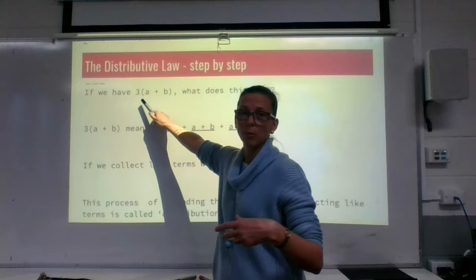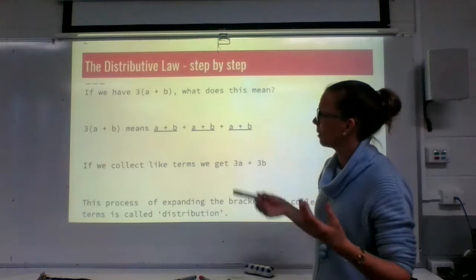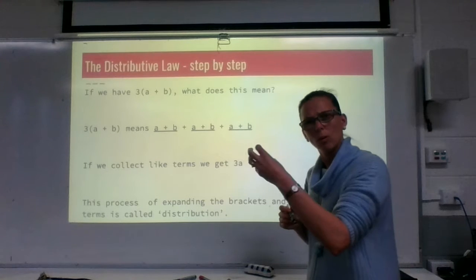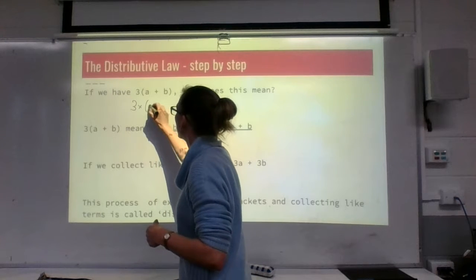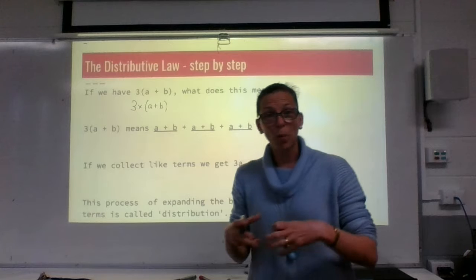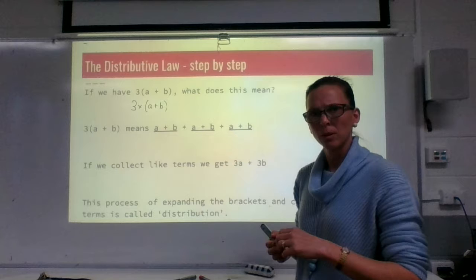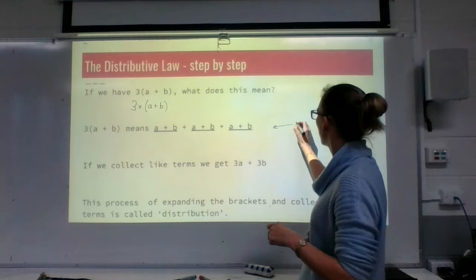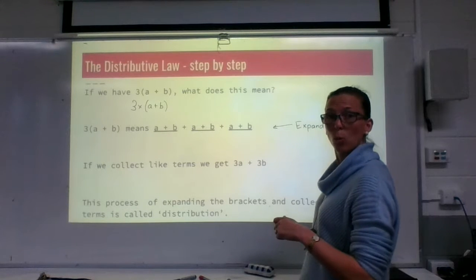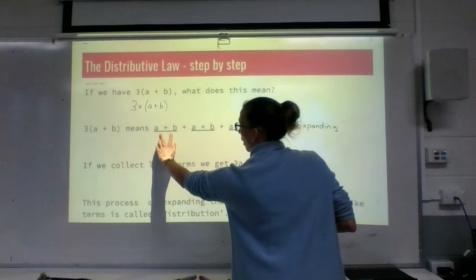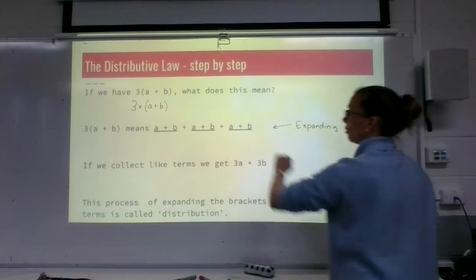So let's say we start with this. We've got 3 bracket A plus B. What does that statement actually mean? Well, the 3 outside the bracket is saying 3 times A plus B. It's saying I've got 3 groups of A plus B. So I could write them out if I wanted to. And this step here is what I would call expanding. I'm writing out the groups one at a time. I've got one group of A plus B, I've got another group of A plus B, I've got a third group of A plus B.